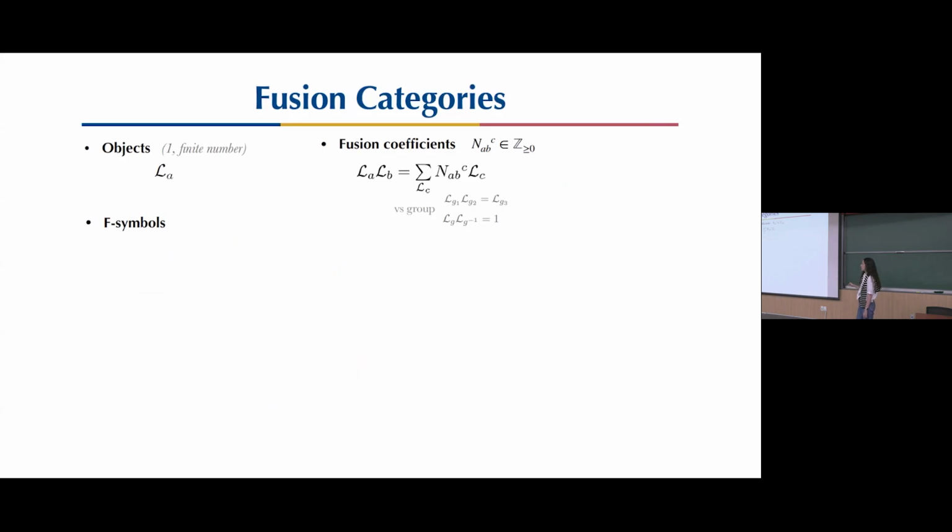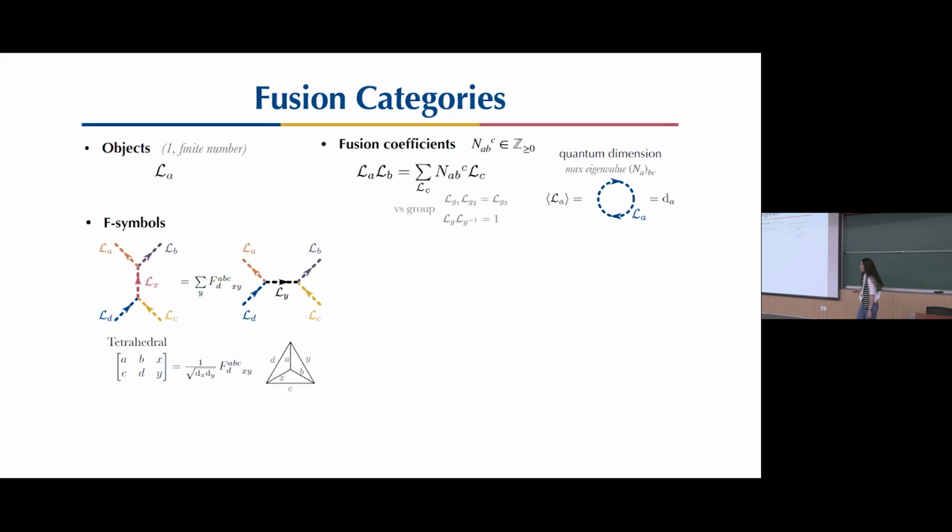So note that here we have a sum, so it's already more general than a group structure. And we're also not requiring an inverse. So we're going beyond group symmetry. And to make contact with the appetizer, the expectation value of a loop of this topological line is precisely this quantum dimension I wrote before. And the final ingredient are F symbols, which tell you how you can relate different ways of fusing lines together. I will also write these tetrahedral symbols that are proportional.